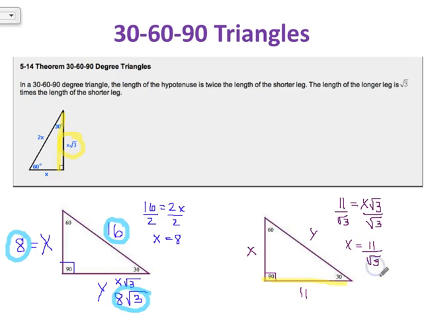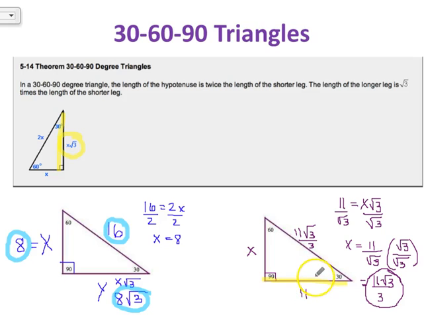We never want to have a radical in our denominator, so I'm going to rationalize that by multiplying the numerator and the denominator by that same radical. That way, in our denominator, we'll have radical 3 times radical 3, which is radical 9. We know that the square root of 9 is 3, so that will become 3. And then we've got 11 radical 3 on the numerator. So we know now that the length is 11 radical 3 over 3.